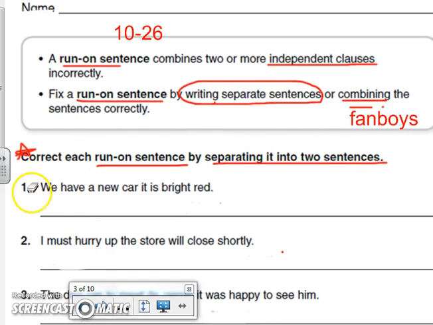All right, so here we go. Correct each run-on sentence by separating it into 2 sentences.